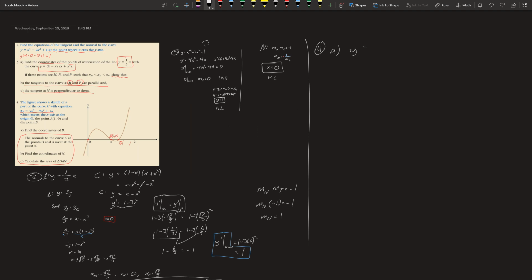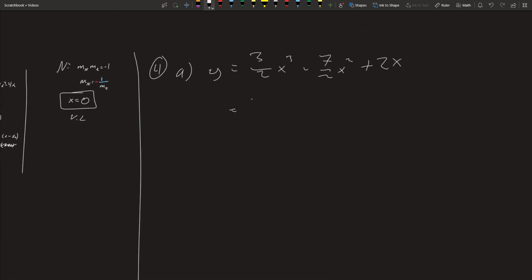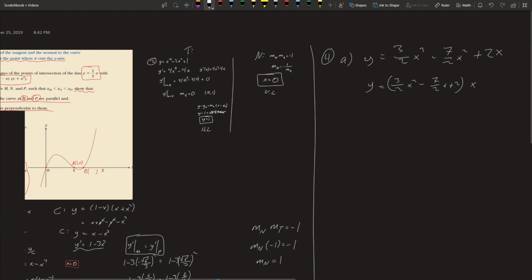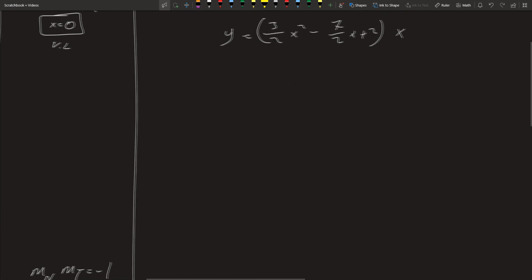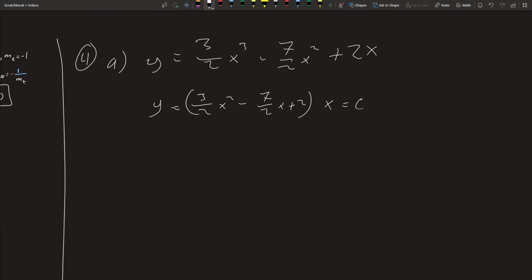Solving for y, y is equal to 3 over 2 x cubed minus 7 over 2 x squared plus 2x, right? Now we notice that we can factor out an x, so it's equal to 3 over 2 x squared minus 7 over 2 x plus 2, all multiplied by x, right? And then since they said they intersect the x-axis, that means y is 0, right? So we can equate this expression over here to 0. Now we have the inner part, which is the quadratic equation, and then we have this x over here.